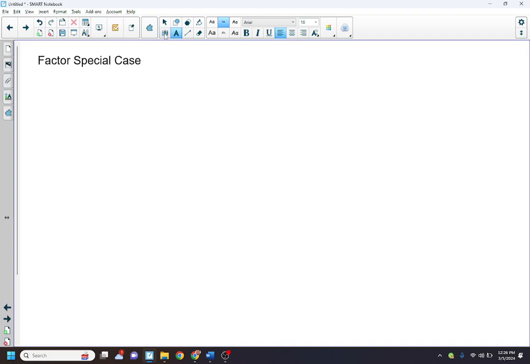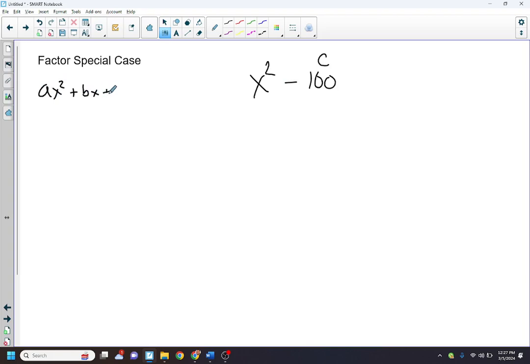So, factor special cases. In this scenario, let's say you had something like x squared minus 100. Just as a reminder, it's always ax squared plus bx plus c, where c is the number by itself and b is the number always in front of x. So c is negative 100, and b doesn't exist here, so b is 0. So I'm thinking of things that multiply to negative 100 that add to 0.